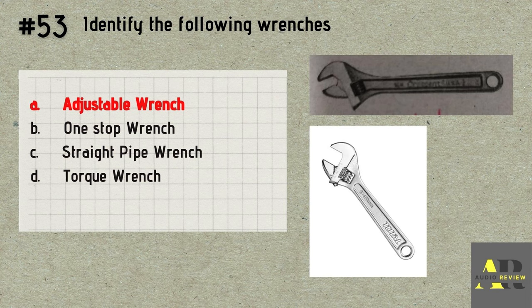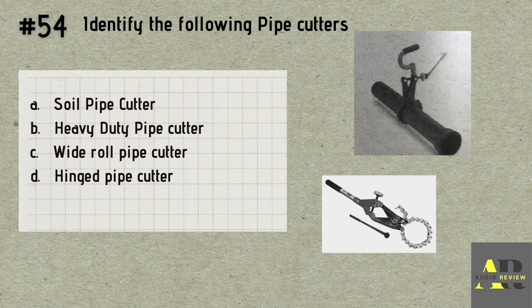Adjustable wrench. Question 54. Identify the following pipe cutters. Is it A. soil pipe cutter, B. heavy duty pipe cutter, C. wide roll pipe cutter, D. hinged pipe cutter?